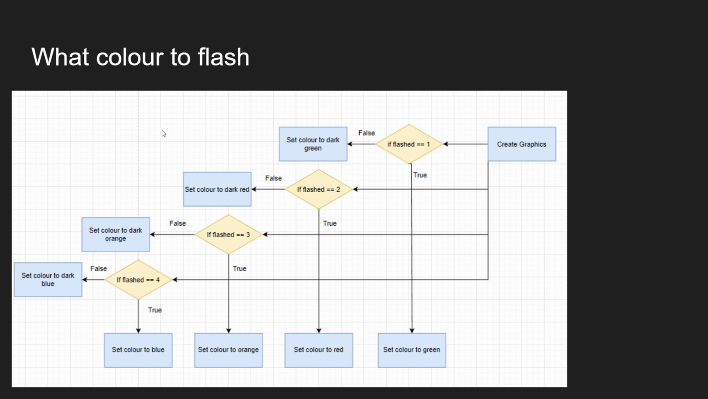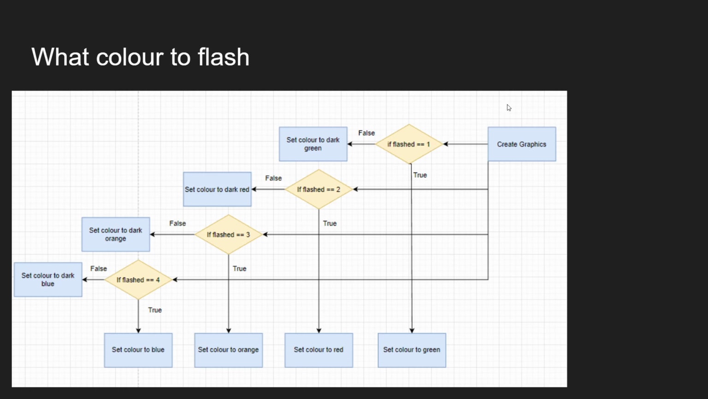Now this is basically how the graphics implement setting the colors, and so it kind of works like this. If flashed is 1, and it's true, then it sets the color to green. However, if flashed is not 1, then it sets it to dark green.